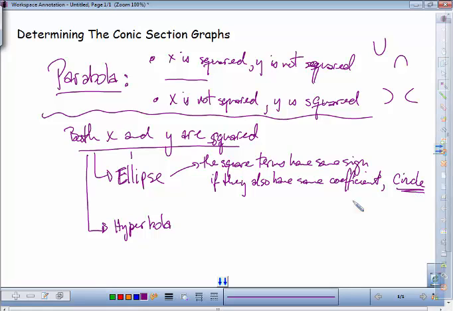Okay? Otherwise, it'll be some sort of ellipse, and it'll be up to you to figure out after you complete the square and do all that stuff. Try to figure out its major axis and minor axis and which way it's elongated and stuff like that. If the square terms have different signs, then it's a hyperbola.